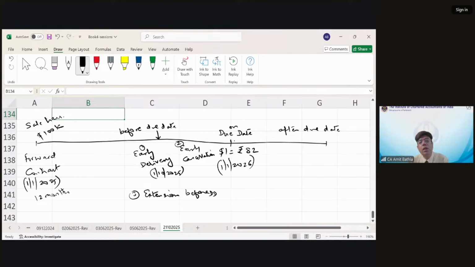What happens on due date? If on due date, I essentially deliver $100,000, they pay me cash, transaction is done. So that is called termination by simple performance of the contract, right? On the other hand, if I cannot deliver, then in that case, what happens? Then in that case, there will be cancellation on due date, right? Because I fail to honor my promise, right? So this is my fourth situation, cancellation on due date.